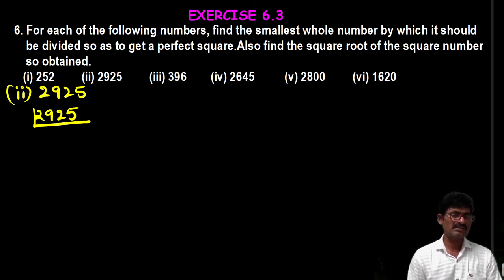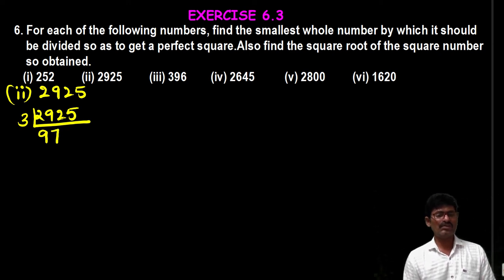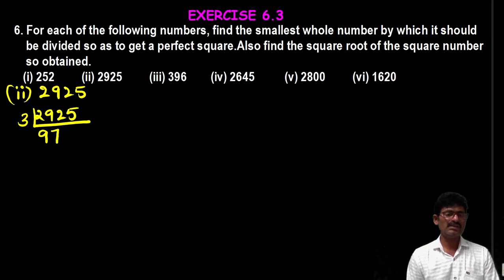So let us take 3. 3 times 9 is 27. If 27 is subtracted from 29, 2 will be there. Beside that we have 2, so 22. 3 times 7 is 21. If we subtract 21 from 22, 1 will be remaining. Beside that we have 5, so 15. So 3 times 5 is 15.